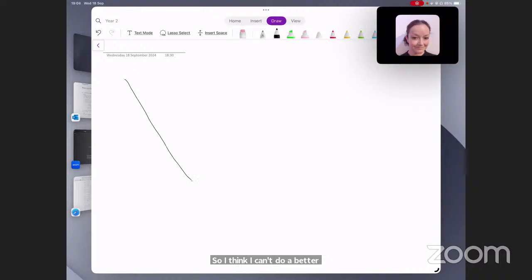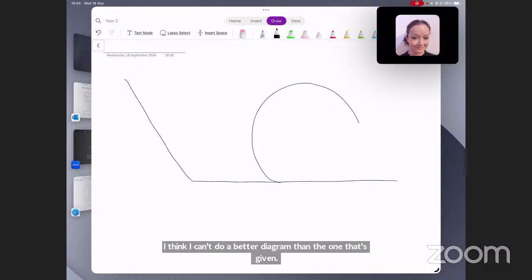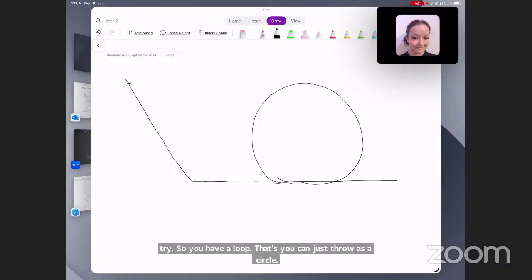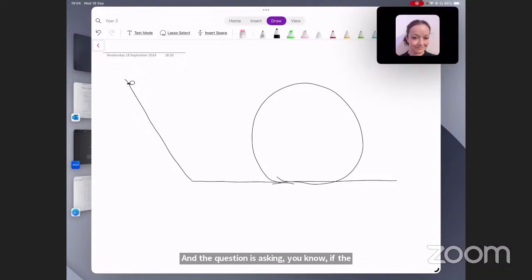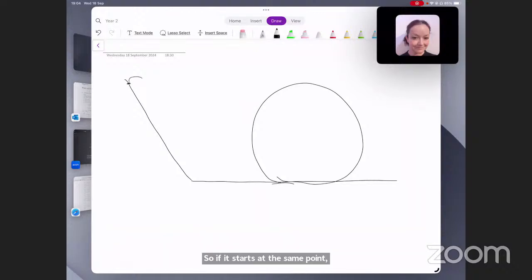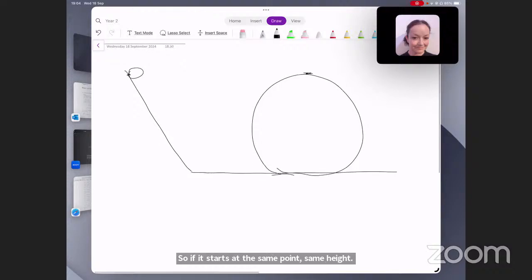I will try. So you have a loop, you can just draw it as a circle, and the question is asking, I think you said the ball, yeah, a toy car, yeah. So if it starts at the same height as the height of the loop, will it make it around the loop?